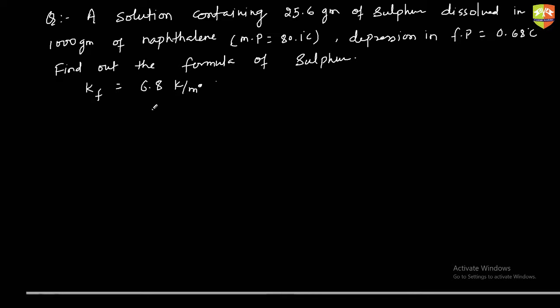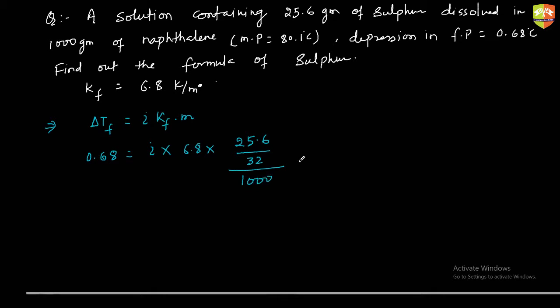See, what we do, we'll find out the i value, correct? So, delta TF is equal to i KF into m. Delta TF is given, 0.68. i we do not know. KF is given, that is 6.8. And molality is what? 25.6 divided by the atomic mass of sulfur, which is 32, and this whole divided by the mass of solvent, which is 1000 gram into 1000.